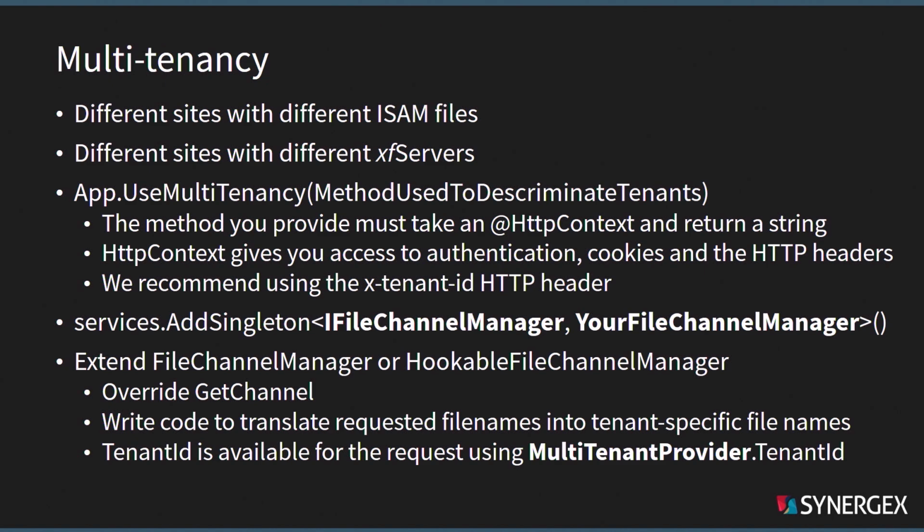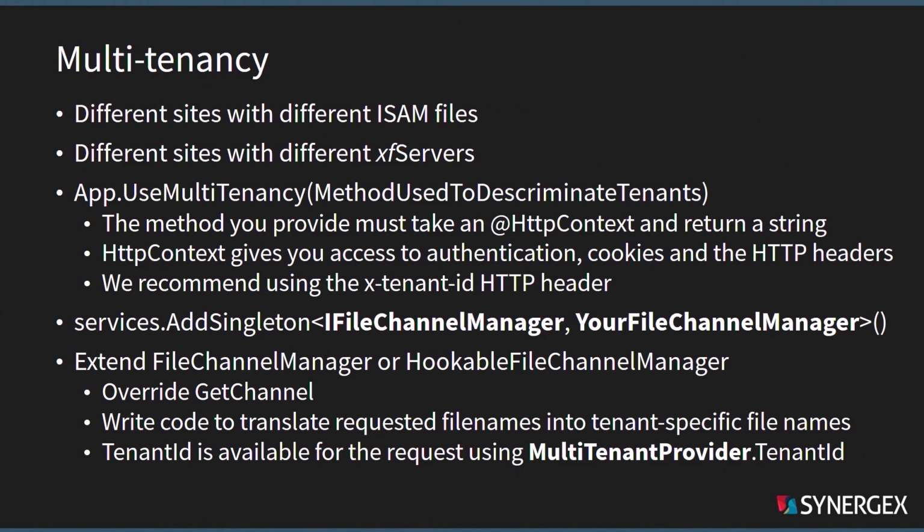So multi-tenancy, we have pretty straightforward support for it now. You just declare, yeah, I want to use multi-tenancy. And you give us an implementation. We have a sample implementation that you can use if you want. And then you register a file channel manager that when someone asks for the customer's file, you are given their tenant ID, so customer A, and the file name, and we ask you, please kindly, will you translate this file name into customer A's version of this file name?